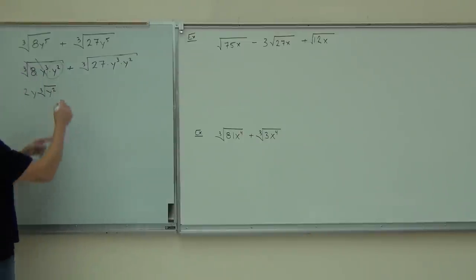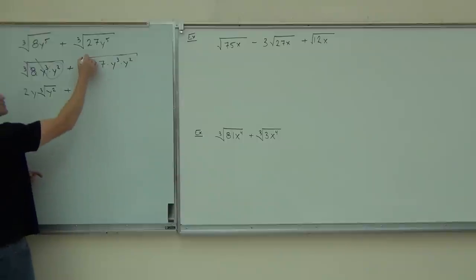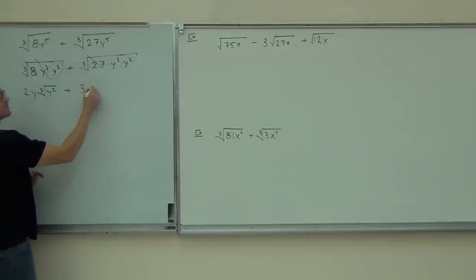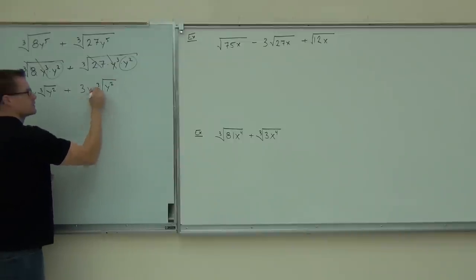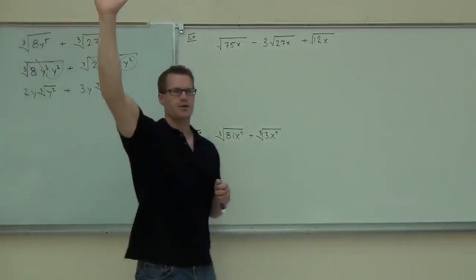Okay, good. Now, next up, I still have this plus. Cube root of 27 gives you 3. Cube root of y cubed gives you y. But then I also have this y squared, so a cube root of y squared. Raise your hand if you made it that far.